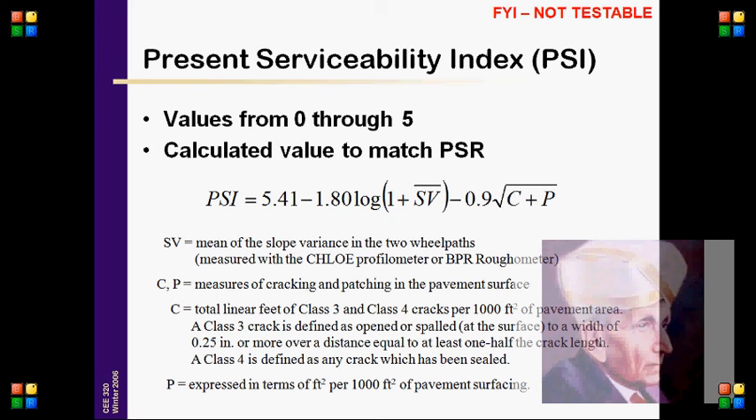C equals total linear feet of Class 3 and Class 4 cracks per 1000 ft2 of pavement area. A Class 3 crack is defined as opened or spalled, at the surface, to a width of 0.25 inches or more over a distance equal to at least 1/2 the crack length. A Class 4 is defined as any crack which has been sealed. P is expressed in terms of ft2 per 1000 ft2 of pavement surfacing.